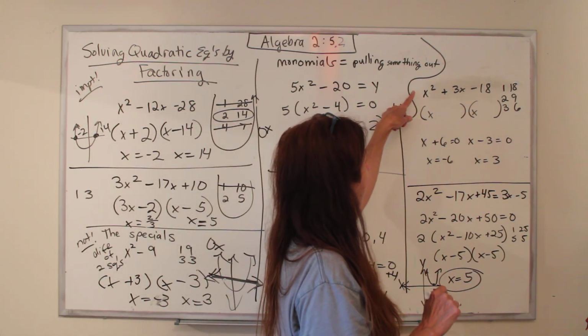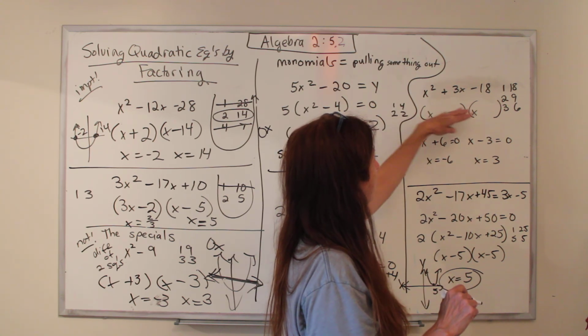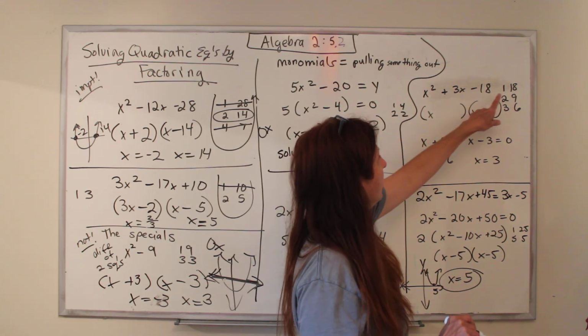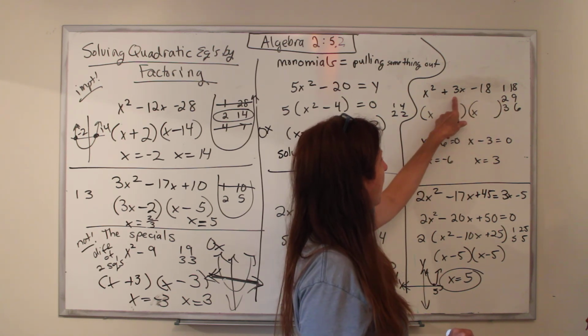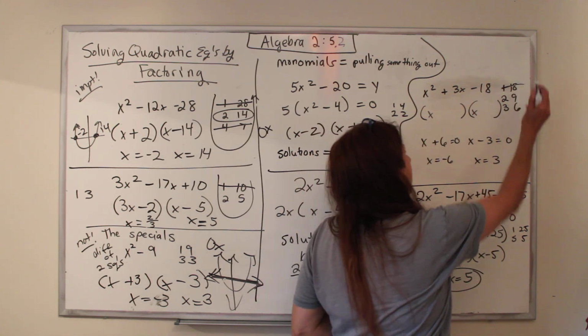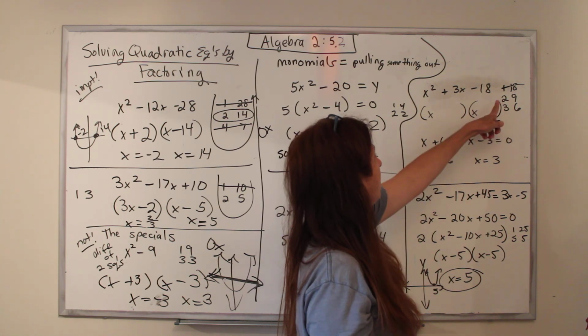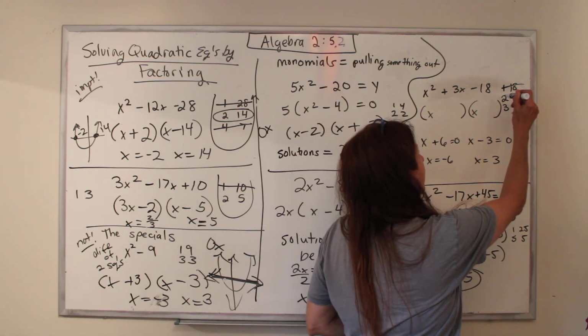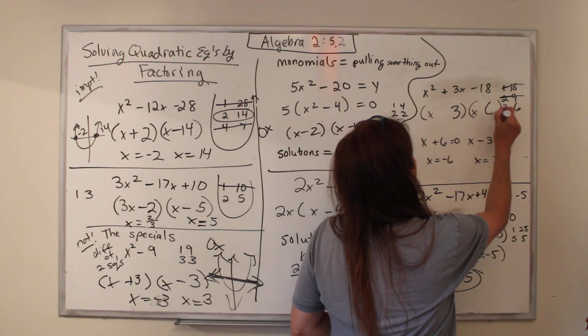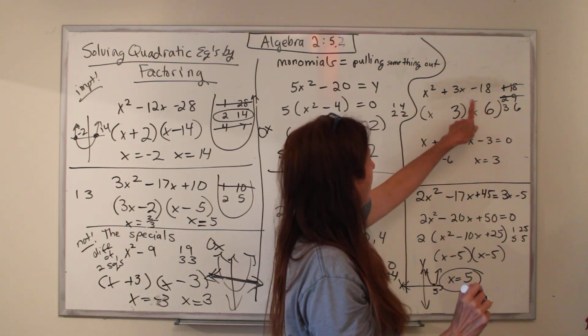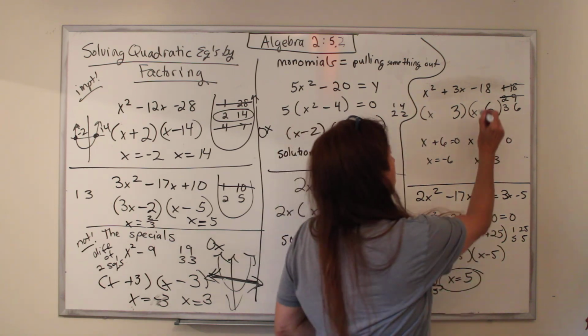Can't pull anything out, but we're going to factor it. We need things that are multiplied to get 18, added or subtracted is 3. 1 and 18, nope, that's 19 or 17. 2 and 9, nope, that's 11 or 7. 3 and 6, ding, ding, ding, that one wins. Now the bigger one is the sign of the middle term.